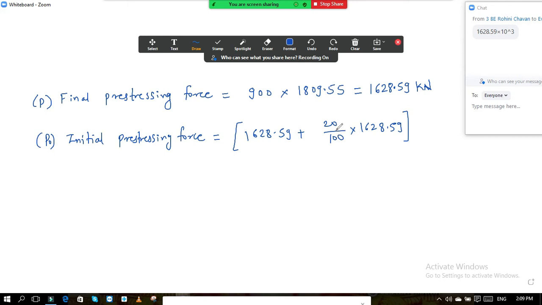So we are considering 20% losses. So how much is it? P0, the initial prestressing force, is 1954.30 kilonewton. So this is the initial prestressing force. Now calculate the actual dead load moment.